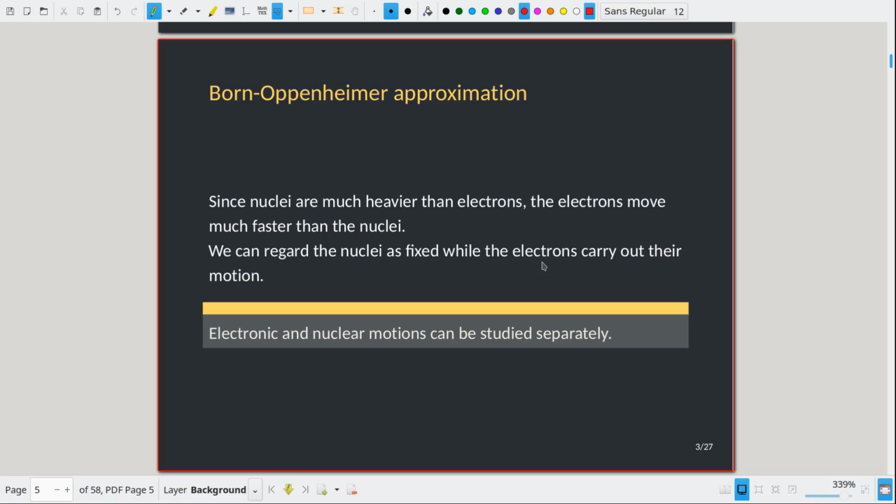And in reality, we have already developed in our previous study of quantum mechanics certain models that can be used to simulate nuclear motion. So for example, we've got the particle in a box, we've got the three-dimensional rigid rotor, we've got the harmonic oscillator, and all of these models can be used to study nuclear motion. In this lecture we will be focusing on the motion of the electrons only. So let's see how we can actually do this.